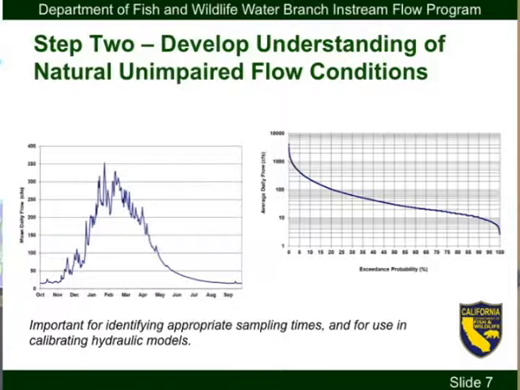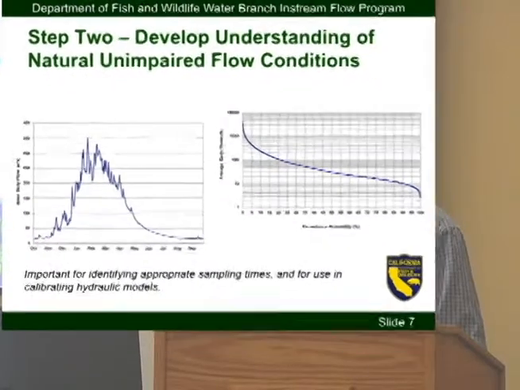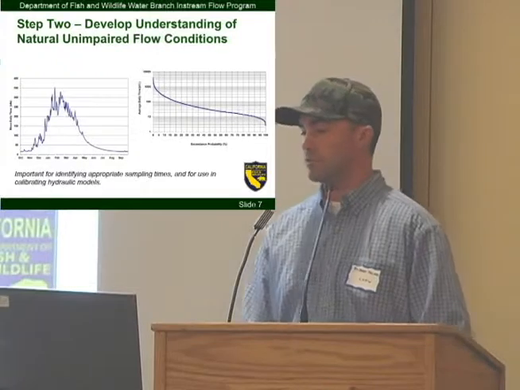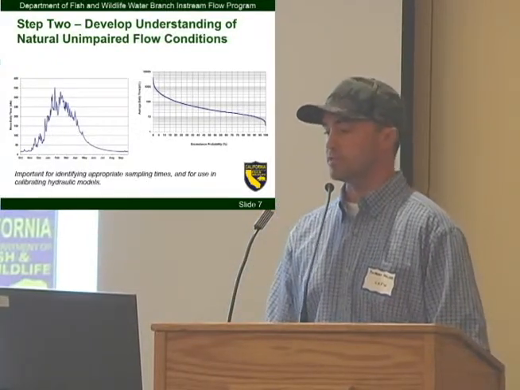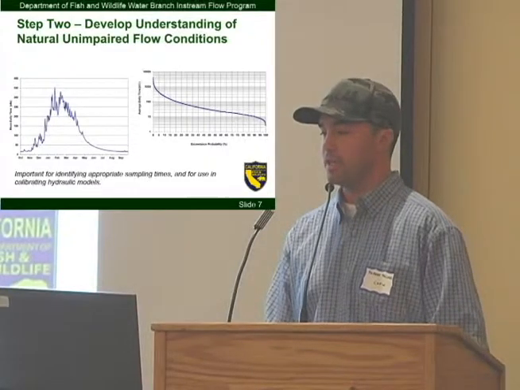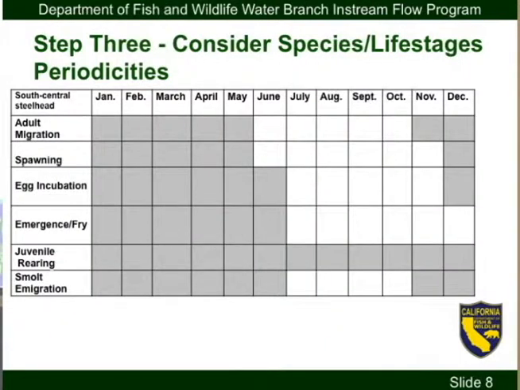And then step two, you've got to have a good understanding of what unimpaired flow conditions are, and that can be quite challenging. So in some cases you don't have good gauge data or it doesn't go back very far, but that's a really important thing that helps. It can help you in determining when to sample, how often to sample, and then if you end up using any types of models to evaluate your data, they generally need to be calibrated with various flows that are representative of the river.